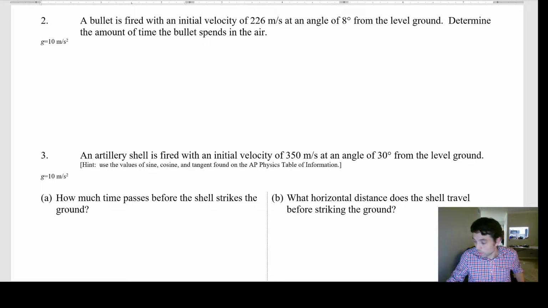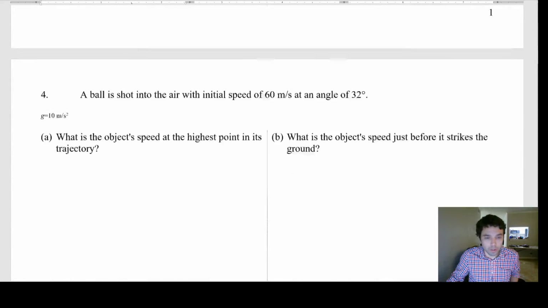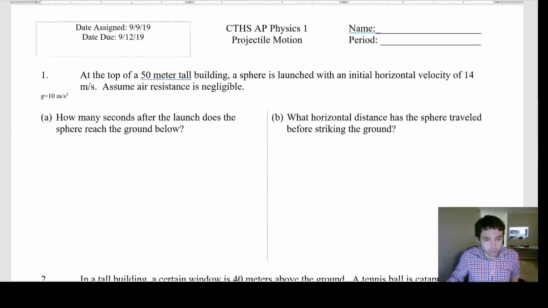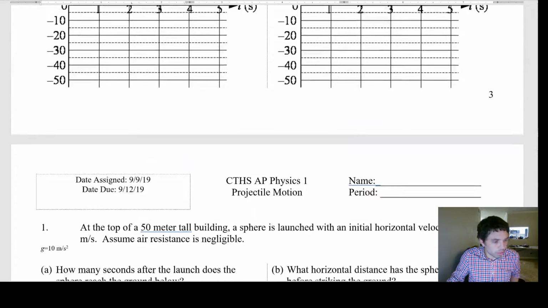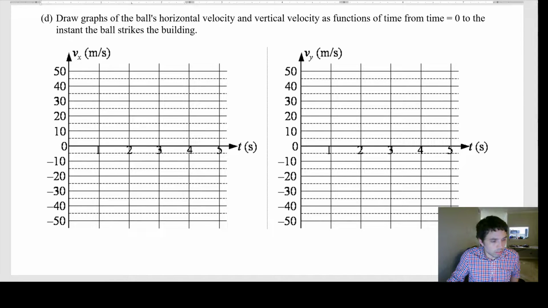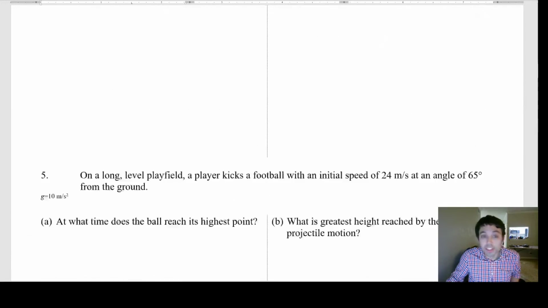Tell me what you mean, because there are 2 number 2s. This number 2, a bullet is fired, or this number 2, but in a tall building, a certain window. Which one? The first one? Sorry, there's 2 number 2s. I know, I forgot to renumber them. First page. Okay. All right.